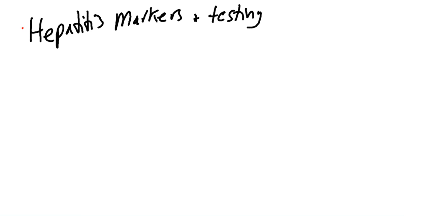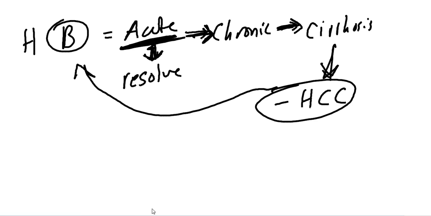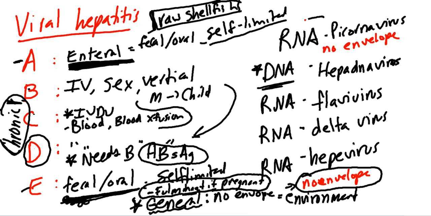Now, all that other stuff was good, especially you should know the generalized stuff over here. I kind of talked about some of the buzzwords. If you see fulminant in pregnancy, you're thinking E. Raw shellfish, however specific that is, always be thinking A. Blood, when you hear blood, you want to think C, but also it could be B or D. Co-infection, D needs B. That's some of the high yield stuff.